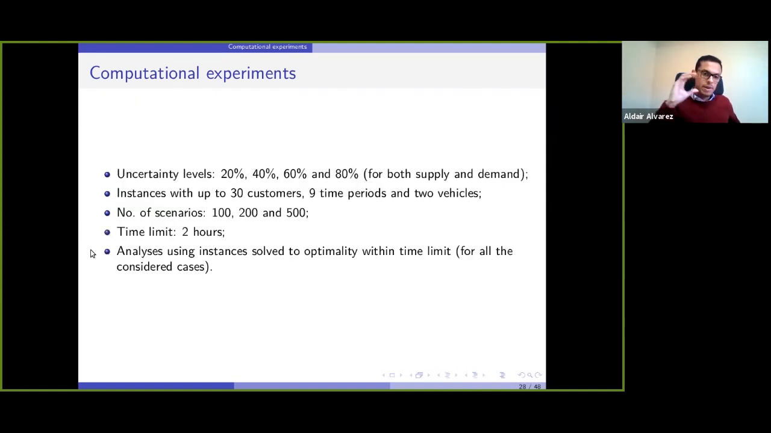So this is the basic configuration for the experiments. We used 20, 40, 60, and 80% as uncertainty levels. We used the instances with up to 30 customers, 9 time periods, and 2 vehicles.